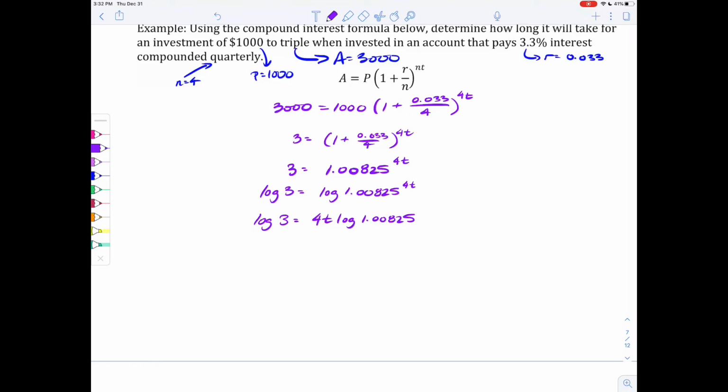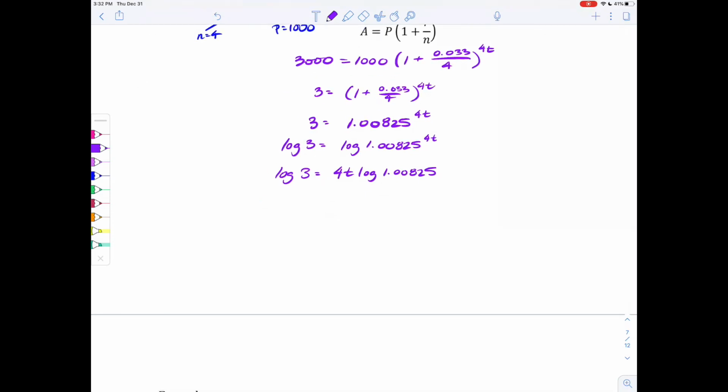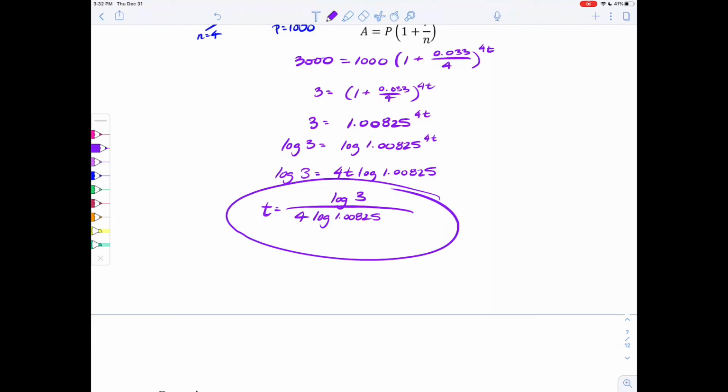1.00825. If we're going to isolate t and say that t is equal to something, we have to divide both sides by 4, and we have to divide both sides by this log over here. That's how they're attached to t, through multiplication, so we're just going to use some division to get rid of them. This is the exact value of t.